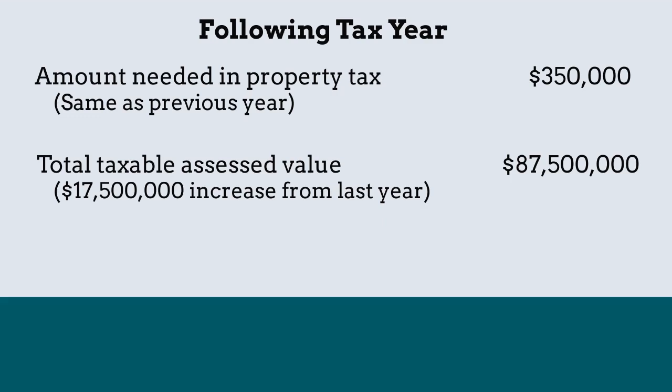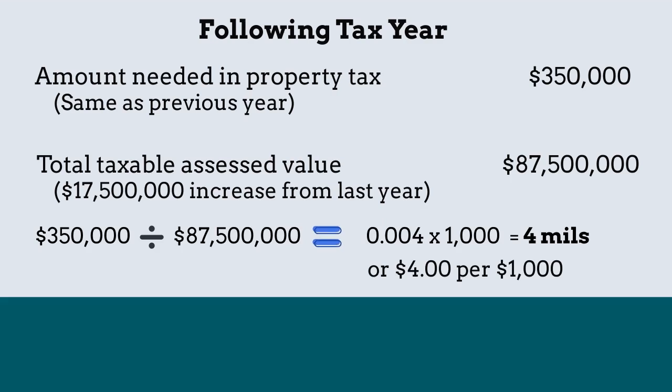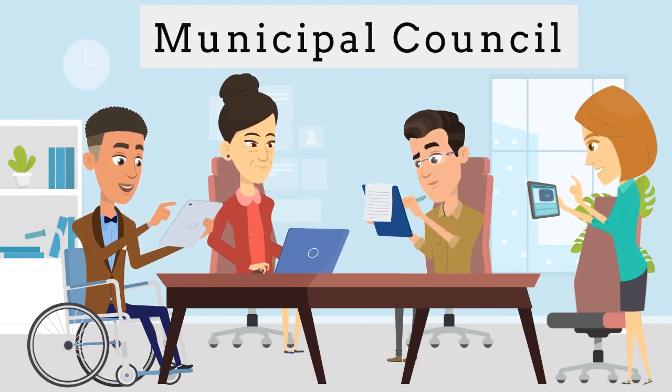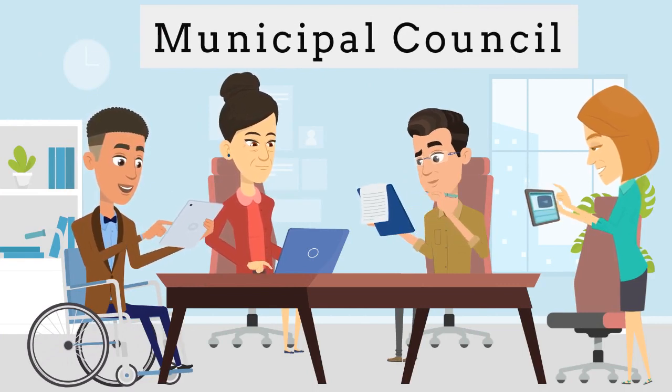$350,000. To calculate their new mill tax rate is the same as before. $350,000 divided by $87,500,000 equals 0.004. Multiplying that number by 1,000 results in 4 mils or $4 per $1,000. Now let's look at how Municipal Council calculates the Smiths' new tax bill for the current year.